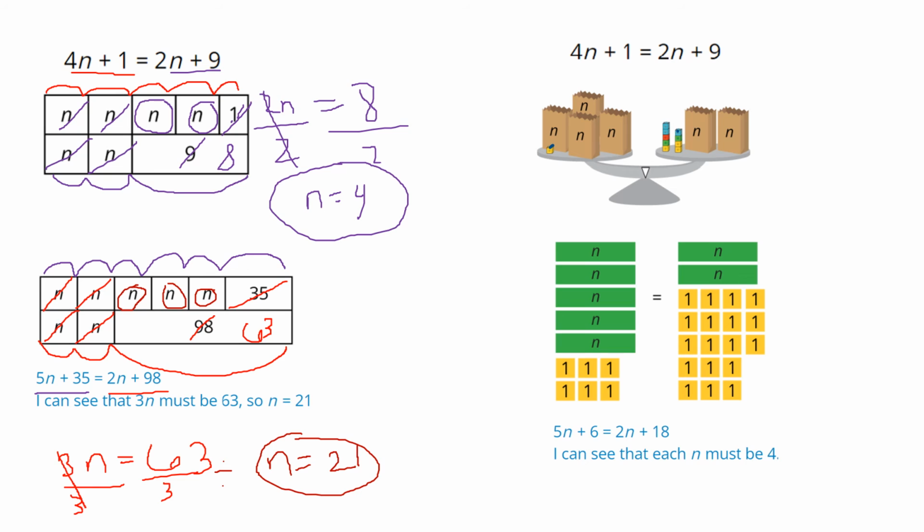Over here to the pan scale, 4n plus 1 equals 2n plus 9. So 4n plus 1, there's my 1, 2, 3, 4 bags plus my 1 cube. And then on the opposite side of the equal sign, we have 2n plus 9. So there's my 1, 2 bags for n and my 9 cubes for the 9. Okay, so I'm going to erase those so we can balance it out.